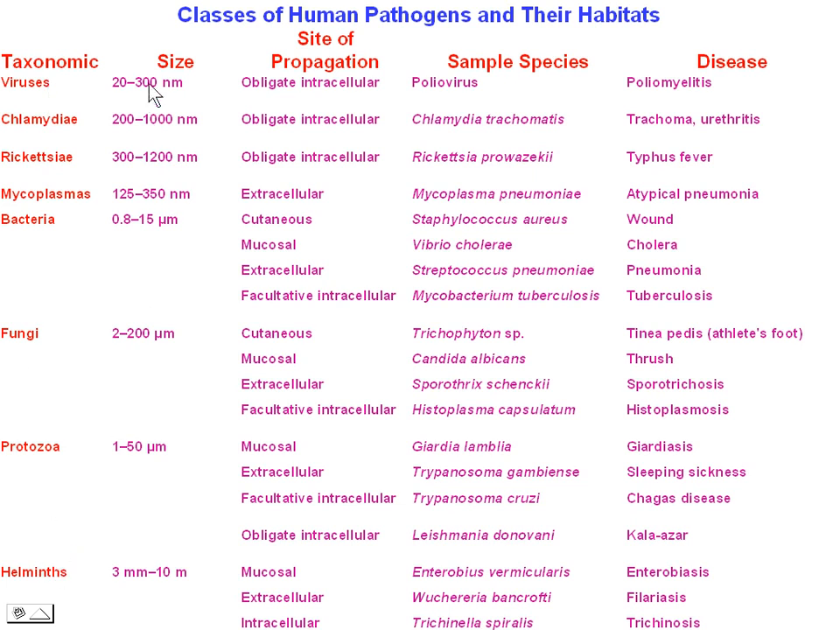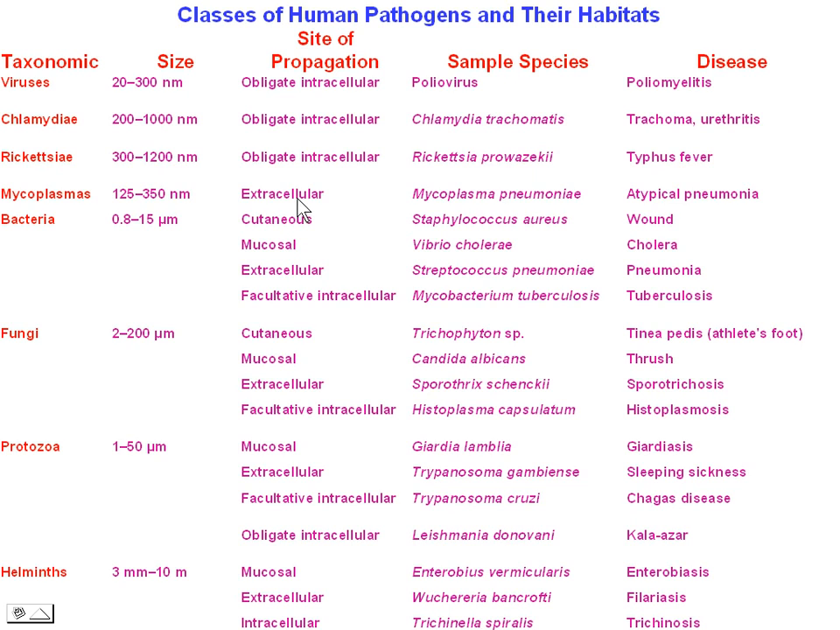Generally speaking, the sizes of infectious particles range from, let's say, 20 nanometers up to 10 meters if you have a 30-foot long worm in your intestine. And we're going to talk about their sites of propagation too. For example, viruses, chlamydia, rickettsia, you can't culture them. They have to live inside of cells. So that's why they call them obligate intracellular.